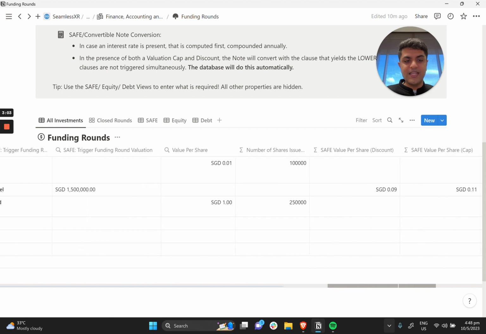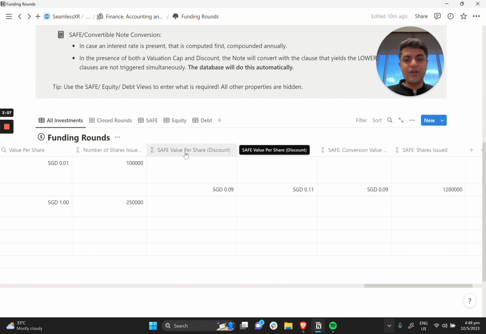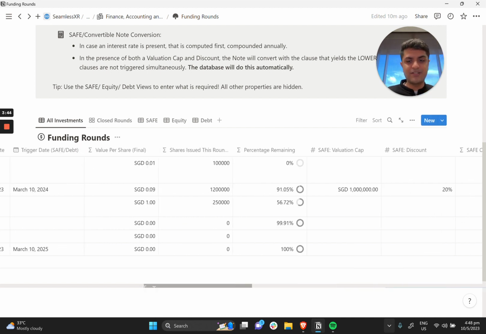Then it's using a safe discount. And basically, this thing has integrated formulas, which is calculating your value per share based on only the discount, only the share cap, and the conversion value. So the conversion value is the final value that you get, and it's going to be the value which is better for the investor. So the condition where the investor gets the most number of shares. So in this case, because this is a 0.09 and this is 0.11, 0.09 gives the investor more shares. So this will be used as a conversion value, and 1.2 million shares will be issued to that specific investor.